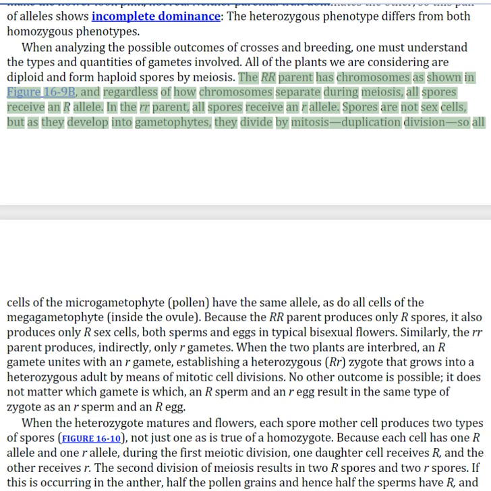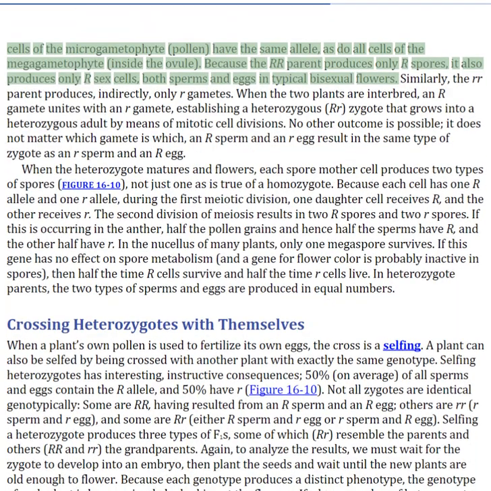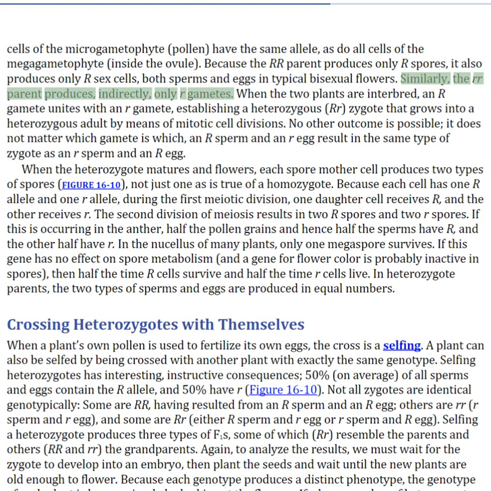Spores are not sex cells, but as they develop into gametophytes, they divide by mitosis, duplication division, so all cells of the microgametophyte have the same allele as do all cells of the megagametophyte. Because the RR parent produces only R spores, it also produces only R sex cells, both sperms and eggs in typical bisexual flowers. Similarly, the rr parent produces, indirectly, only r gametes.